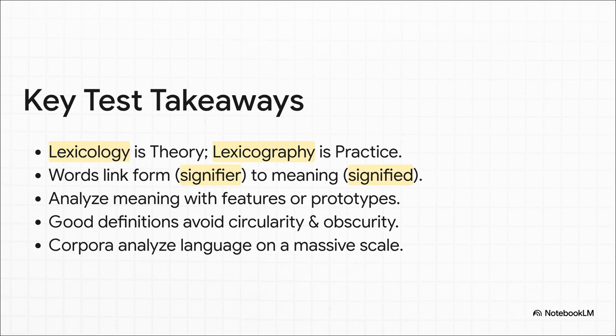Okay, deep breath. Let's bring it all home. If you're cramming for that test, these are the absolute must-know takeaways. Number 1, lexicology is the theory, lexicography is the practice. 2, words are signs that link a form, the signifier, to a meaning, the signified. 3, we can analyze meaning with precise features or with general prototypes. 4, good definitions are clear and don't run you around in circles. And 5, modern linguists use massive language corpora to study how words are really used in the wild.